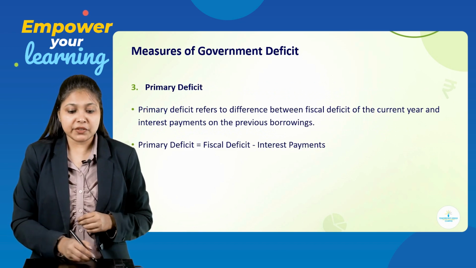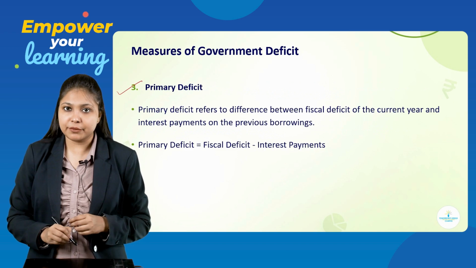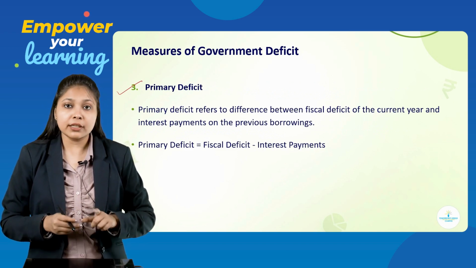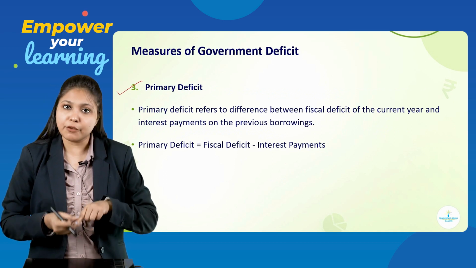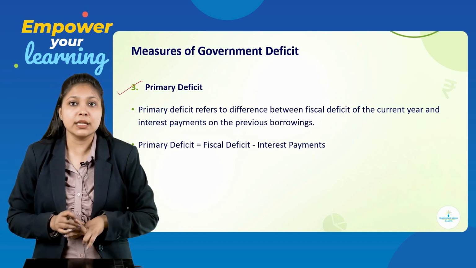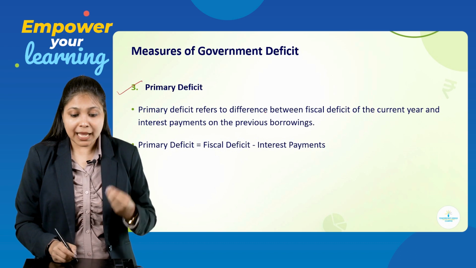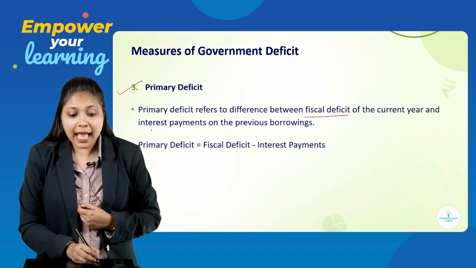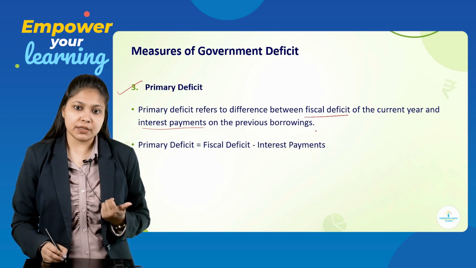The third type of deficit is primary deficit. So, we saw what is revenue deficit and its formula, then we saw what is fiscal deficit and its formula, and the third one is primary deficit. Primary deficit is the difference between the fiscal deficit of the current year and the interest payment on the previous borrowings.